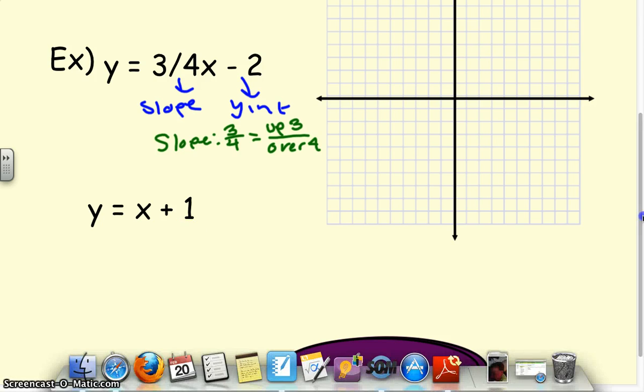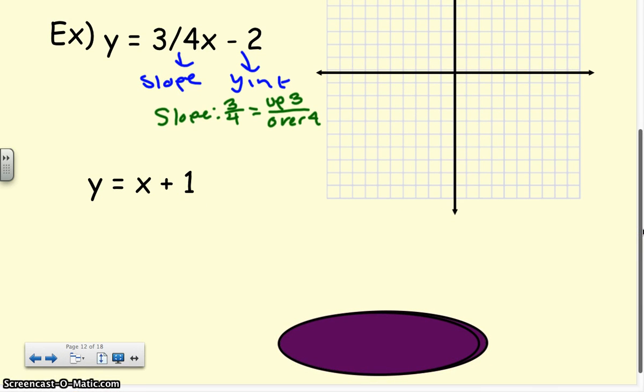All right, looking at this next example, we have y is equal to x plus 1. I need to identify that this plus 1 is my y-intercept. And then this is the tricky part where I heard a lot of you saying, oh, what's the slope? Well, this is just like saying 1x, so my slope is equal to 1. When I say my slope is 1, really, it's 1 over 1.